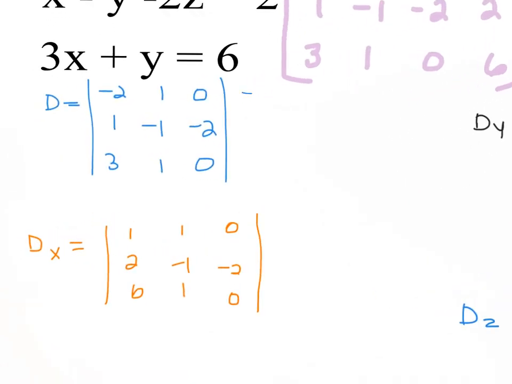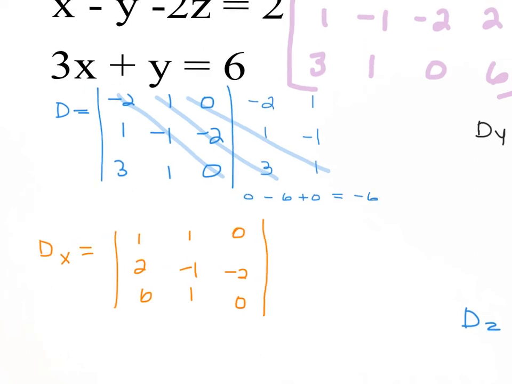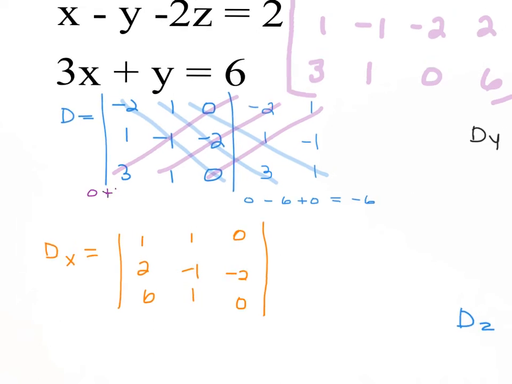So I repeat the first 2 columns. Top left, bottom right slashes first. So this is 0, -6 plus 0, which is -6. And then go back the other way to 0 plus 4 plus 0, which is 4. And I get -6 minus 4, which is -10.